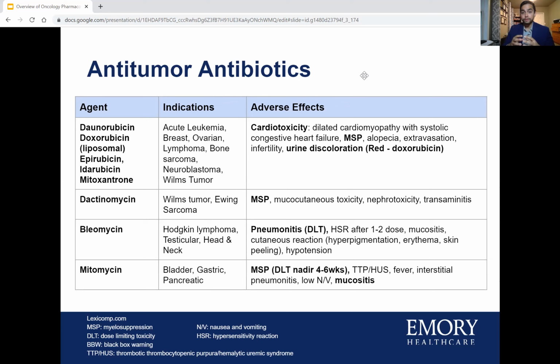If there are issues, then we might not even use the drug at all, or we might monitor more closely, or we might give them another agent that is cardioprotective from the toxicity of anthracycline. So the big thing to remember is cardiotoxicity. And then these drugs, let me go a slide back.